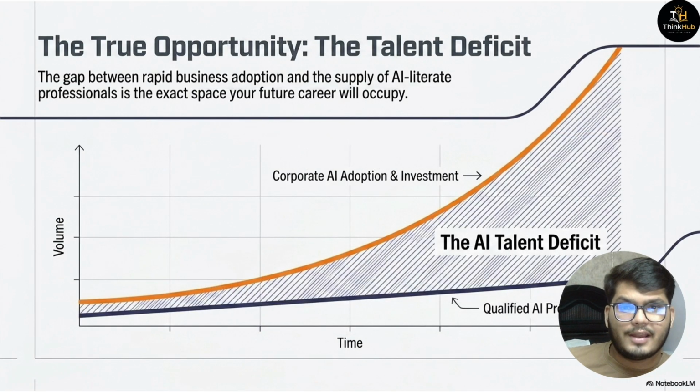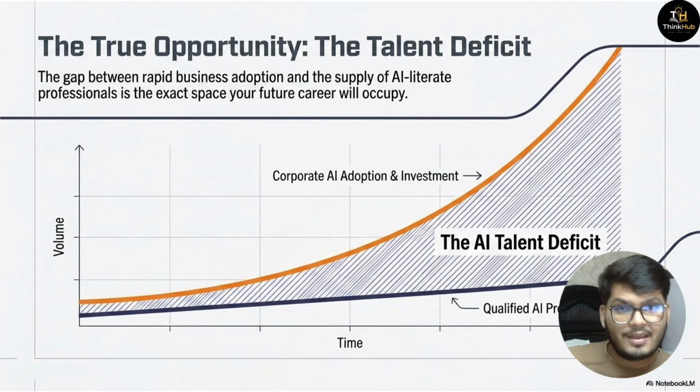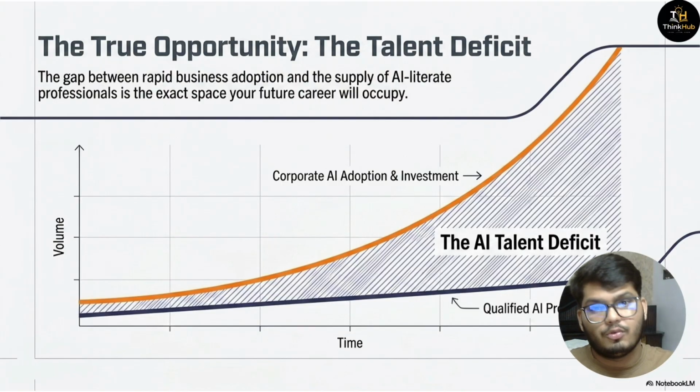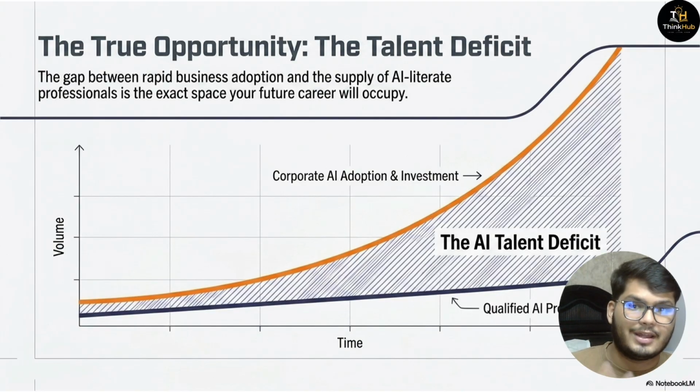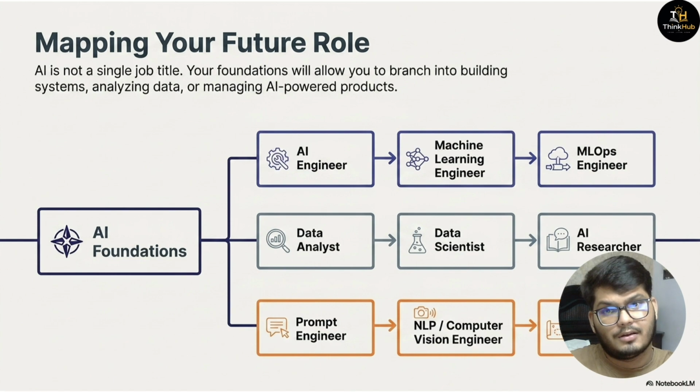And moving towards that, these are the true opportunities. Basically, these are the qualified AI professionals and corporate AI adoption and investment. There is a difference between an AI professional and a qualified AI adoption, which is a person who has adopted AI in their corporate world and in their investment world. And basically, this is mapping your future goals.